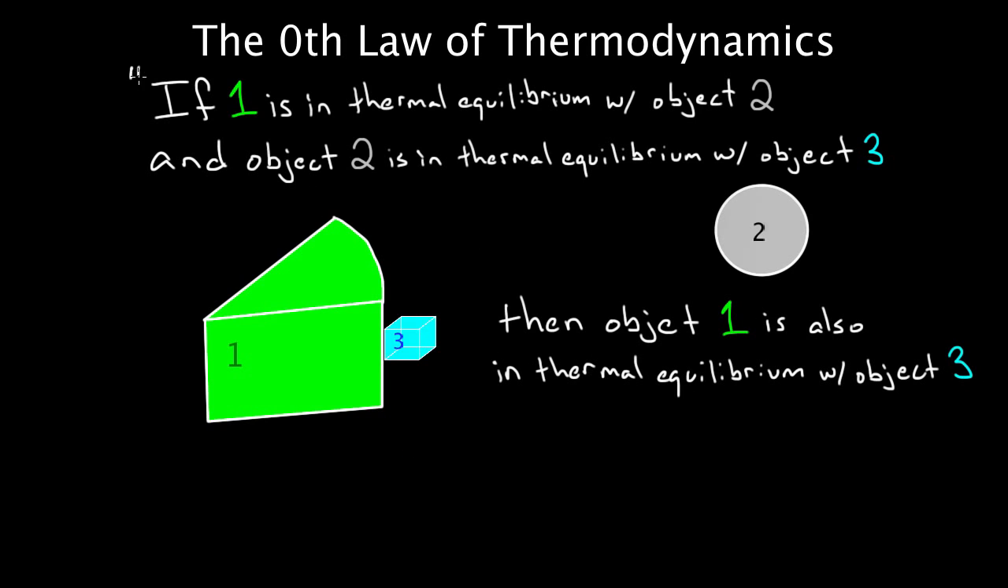This is the Zeroth Law of Thermodynamics, and some of you out there are probably thinking, well, duh, how could it ever not be like that? If 1 is in equilibrium with 2, and 2 is in equilibrium with 3, then 1 has to be in equilibrium with 3. Well, yeah, I mean, it is like that. Our universe is like that. But think about it a little harder. You could probably think of a universe where it might not be like that.